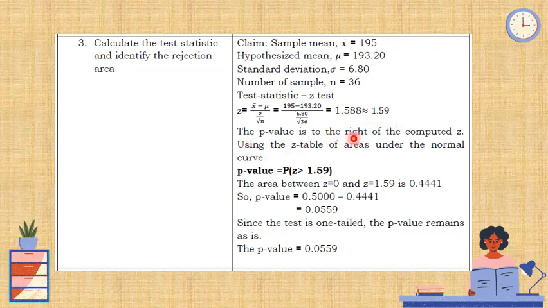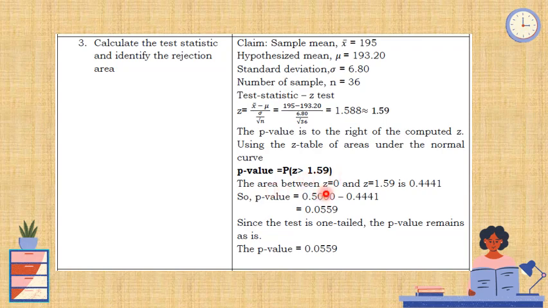The p-value is to the right of the computed z. So, imagine in the normal distribution, in our graph, locate where 1.59 is. It's on the right side, right? It says here, the p-value is to the right of the computed z. Using the z-table of areas under the normal curve, our p-value is equal to the probability that z is greater than 1.59.